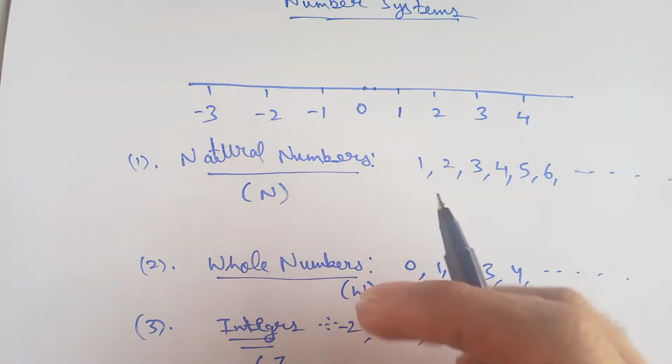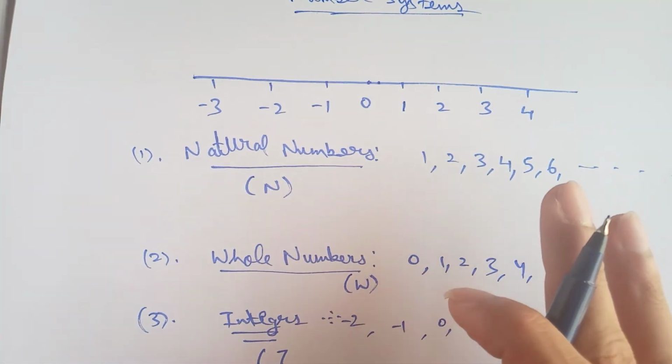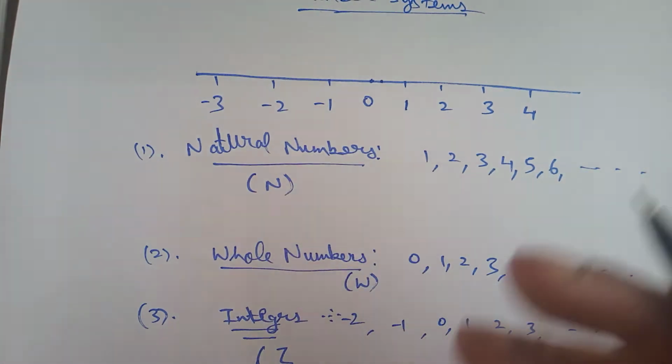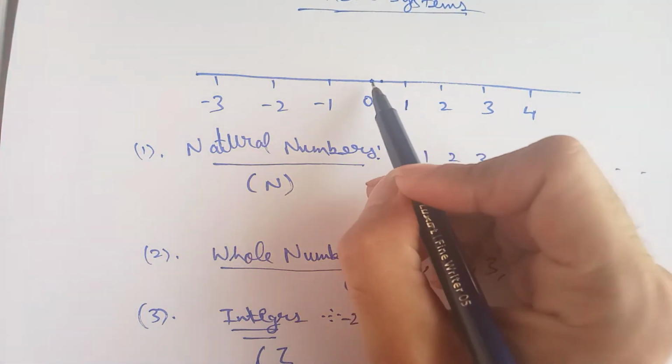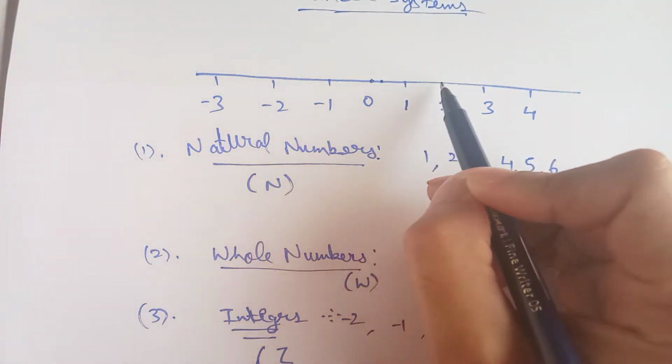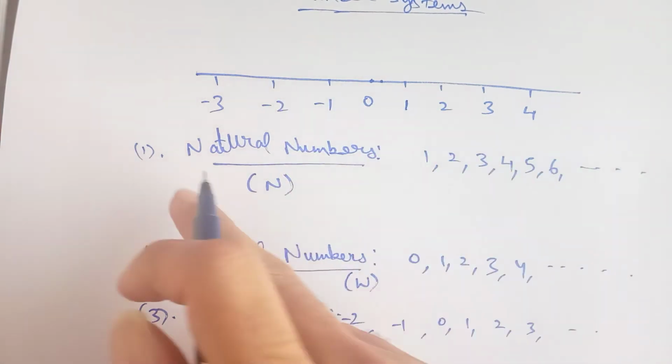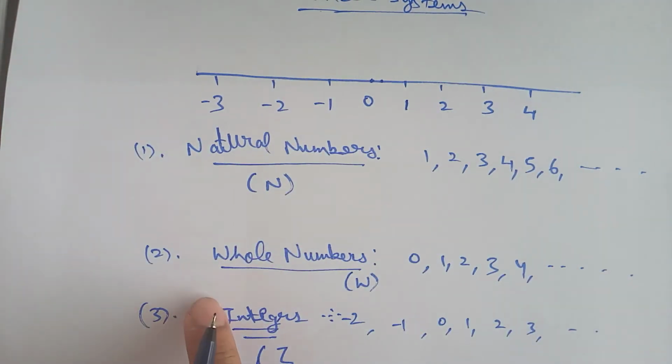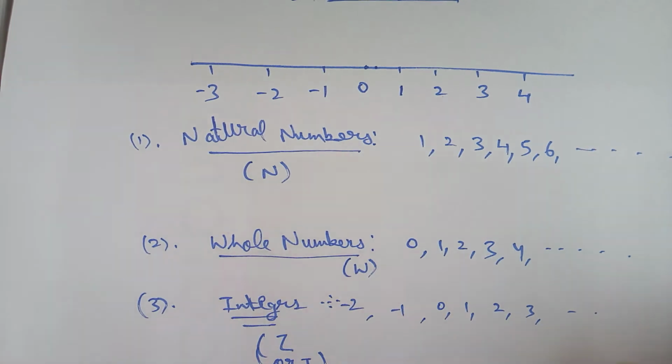So there are many more numbers which we haven't discussed right now. We'll discuss those numbers which lie between 0 and 1, between 1 and 2, and between -2 and -1, which are other than these natural, whole, and integer numbers.